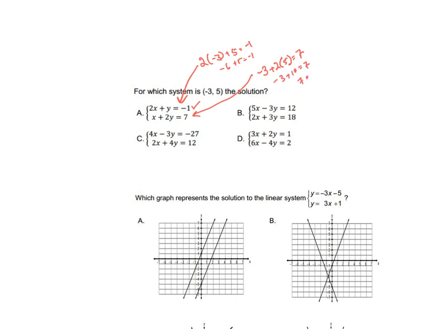Ooh, 7 is equal to 7. That works as well. That's it right there. Wow, lucky shot right there. We got it right away. Now, if we tried it in these other ones, we're going to find out that one of those would have to be wrong. So that's it.